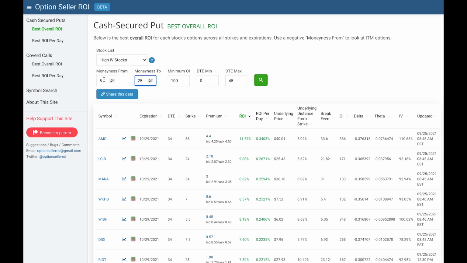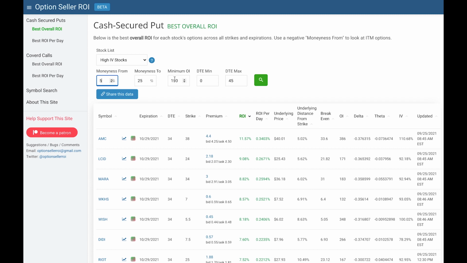So if these numbers are positive, the moneyness from, the moneyness to, we're going to be viewing out of the money options. If we want to look at in the money options, we would make this a negative number. And this is actually up here: use a negative moneyness from to look at in the money options. But because we're selling cash secured puts, we are looking at out of the money options, so this would be a positive value.